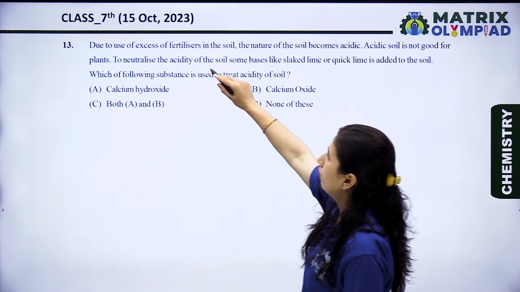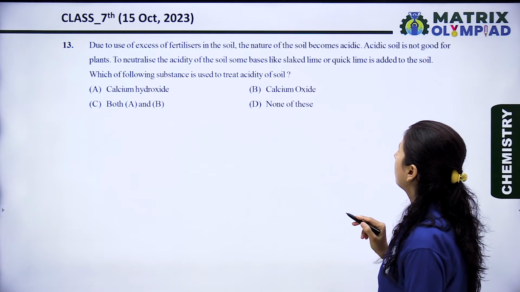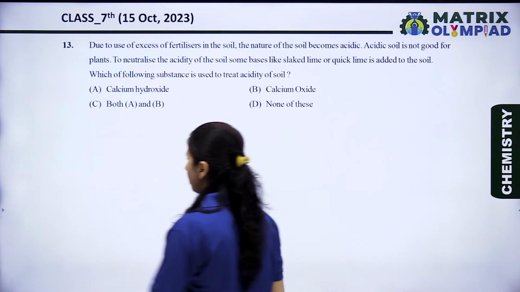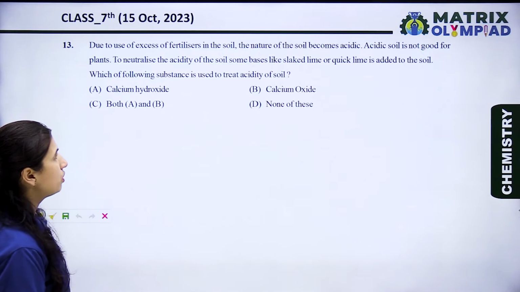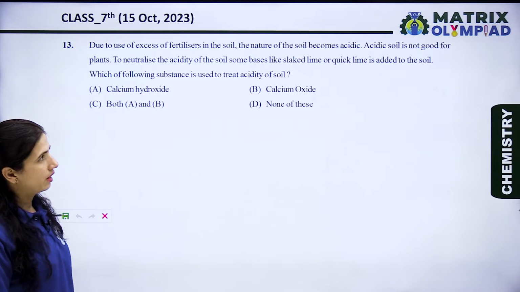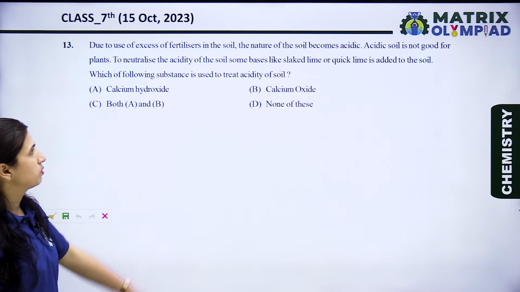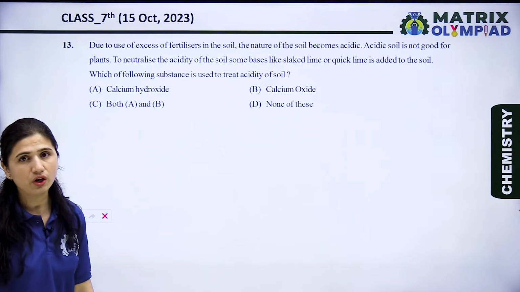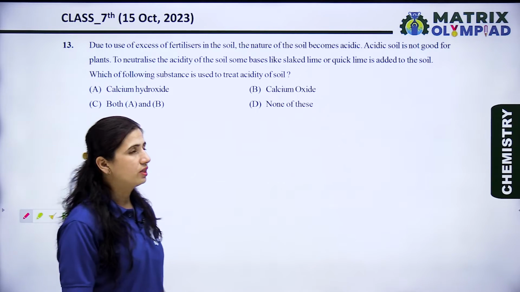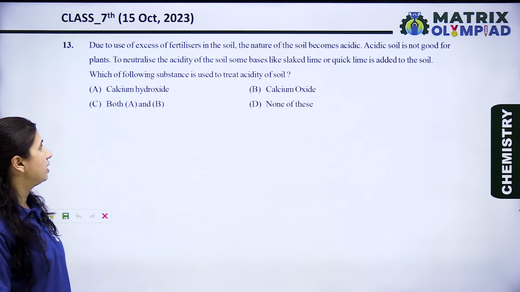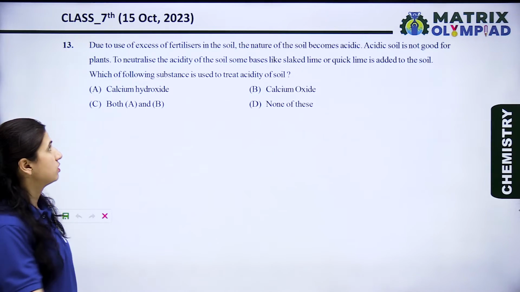Due to the use of excess fertilizers in the soil, the nature of the soil becomes acidic. Acidic soil is not good for plants. To neutralize the acidity of the soil, some bases like slaked lime or quicklime are added to the soil. Which of the following substances is used to treat the acidity of soil? Option A is calcium hydroxide. Option B is calcium oxide. Option C is both A and B. And option D is none of these.